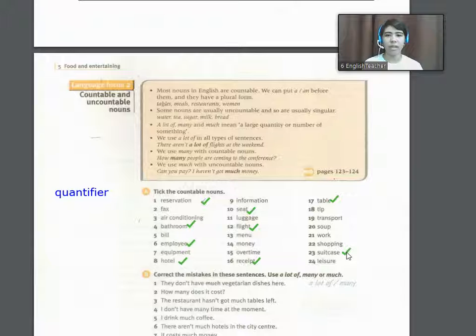Okay, so we're going to review. We have reservation, countable, bathroom, employee, hotels, seat, flight, receipt, table, and suitcase or suitcases. Usually these are countable nouns. Uncountable nouns: fax, air conditioning, bill, equipment, information, luggage, menu, money, overtime, tip, transport, soup, work, shopping, and leisure.